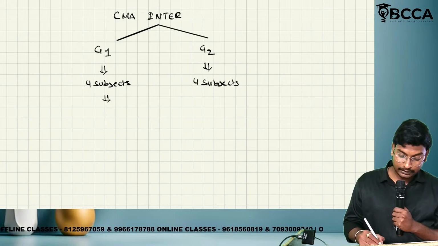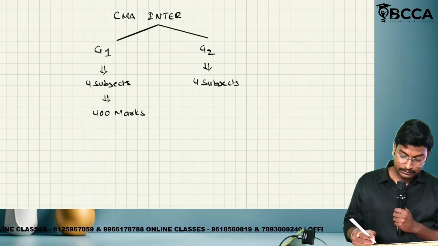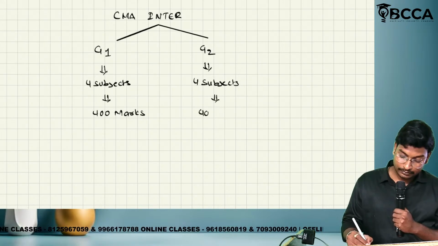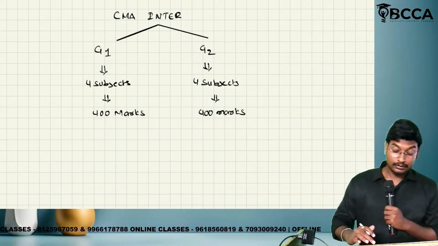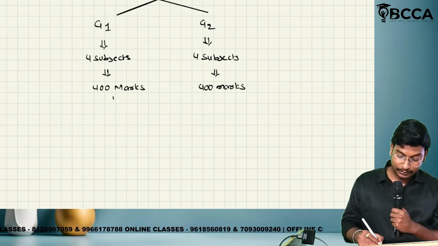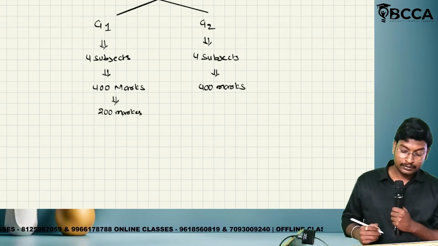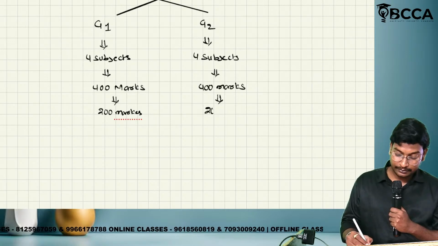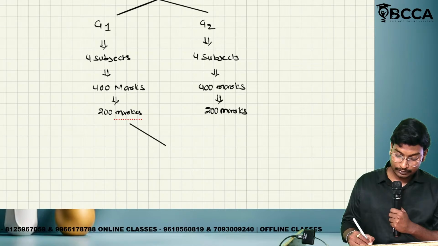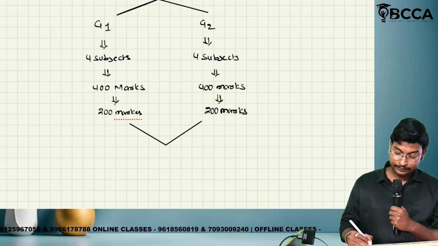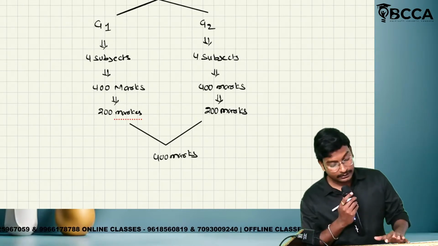Each subject covers 100 marks, so that means each group is 400 marks. In each group, in order to qualify, we need to get 200 marks. And here also, we need to get how many marks? 200 marks. And overall, we need to get how many marks? 400 marks in order to qualify the CMA Inter.